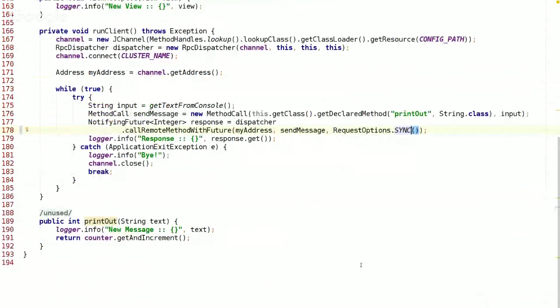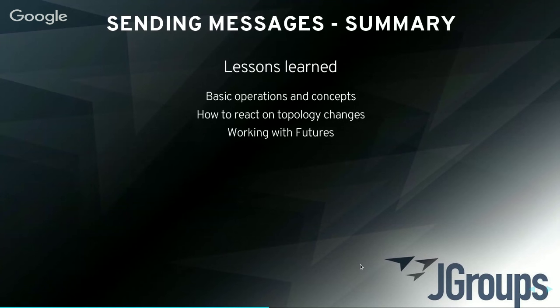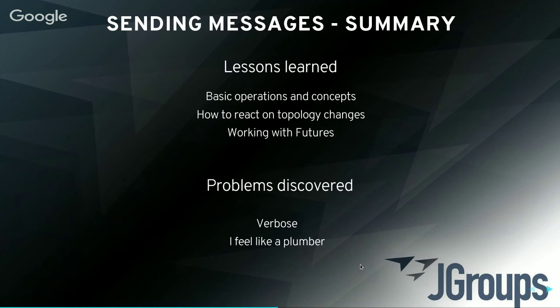So let's get back to the slides. What have we learned? We learned how JChannel works, how to listen to topology changes, and how to get a future from the RPC dispatcher. This can be very useful, especially if you apply a lot of different transformations. But there are some problems with this approach. First of all, it's very verbose, and it's really low-level code, and you probably all feel like plumbers. So there must be a better way.